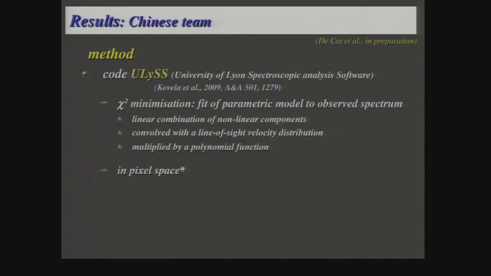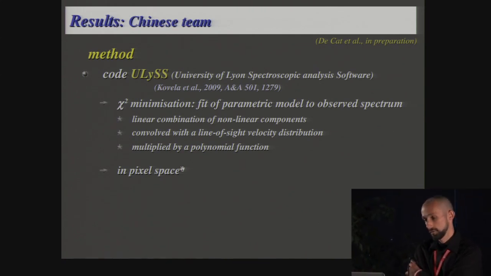The members of the Chinese team, as we call them, use the code ULySS for determining the parameters. This is a chi-square minimization of a fit of a parametric model to the observed spectrum. This model is actually a linear combination of nonlinear components that are convolved with a line of sight velocity distribution. And this as a whole is multiplied by a polynomial function. And this is done in pixel space.